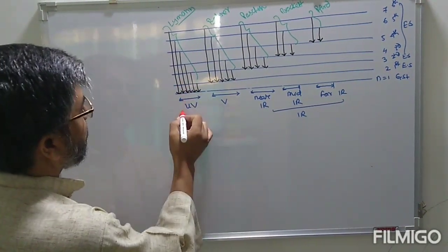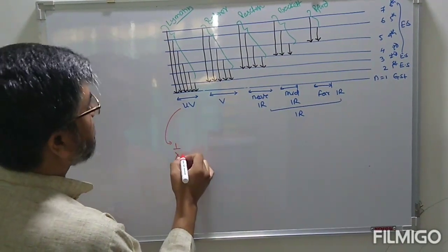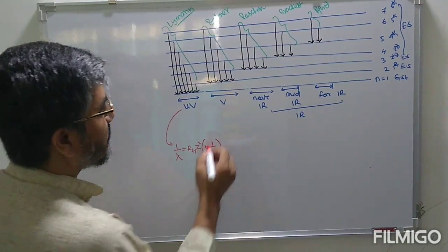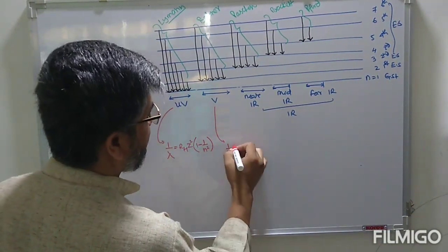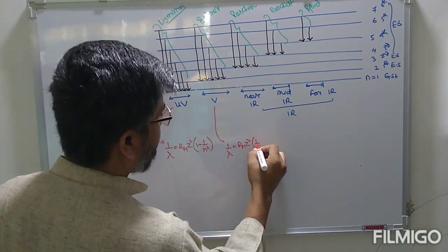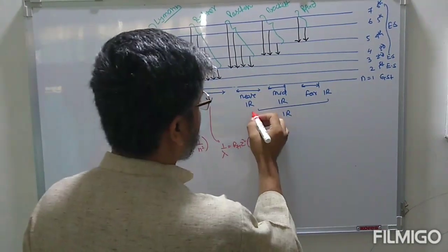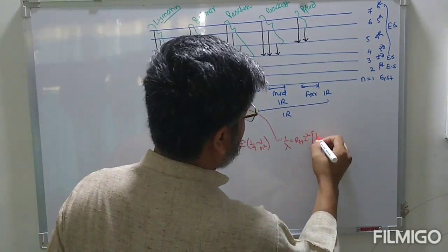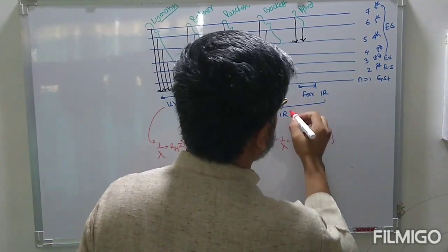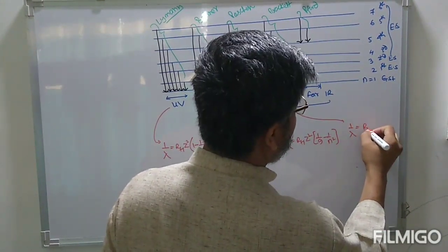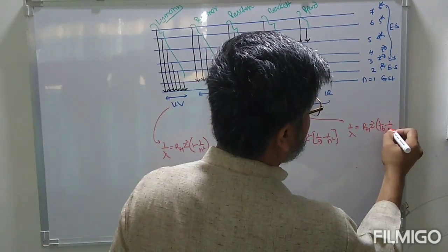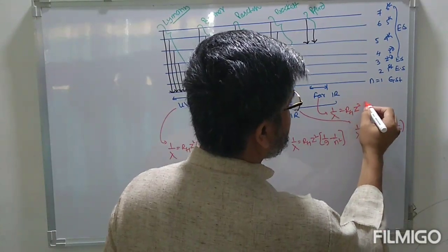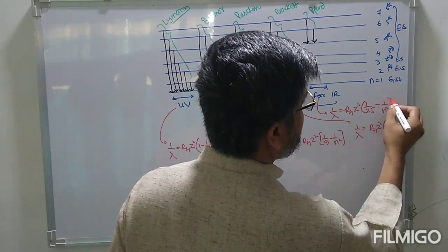so what is 1 by wavelength? For the Lyman series, 1 by wavelength is equal to RH Z square (1 minus 1 by n square). For this, 1 by wavelength is equal to RH Z square (1 by 4 minus 1 by n square). For this, it is RH Z square (1 by 9 minus 1 by n square). For this, RH Z square (1 by 16 minus 1 by n square). And for this, RH Z square (1 by 25 minus 1 by n square).